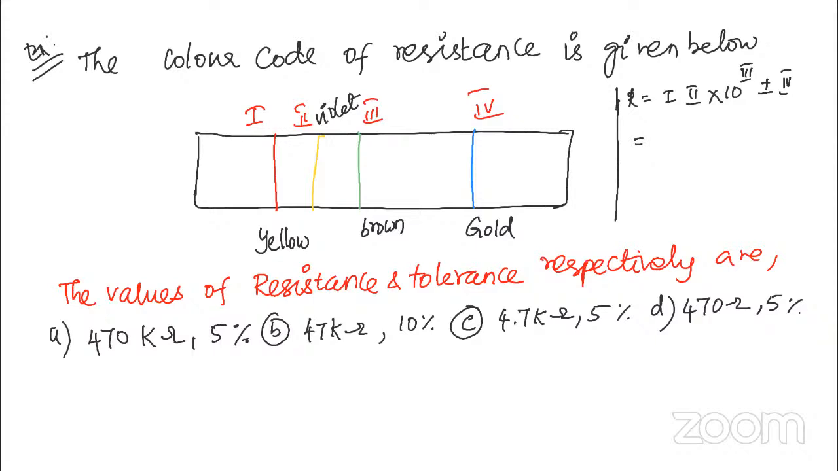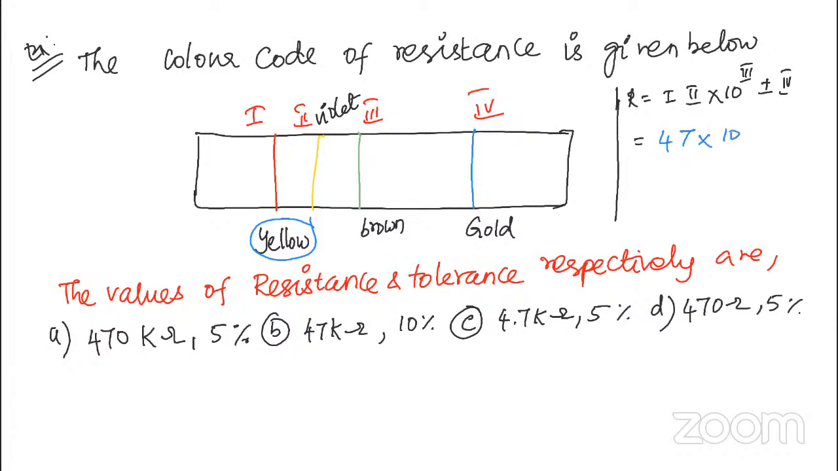Okay, so first color they are given yellow. என்ன color கொடுத்திருக்காங்க? It is yellow. So what is the value of yellow? It is 4. Very good. Then what is the value of violet? Second color க்கு violet க்கு என்ன values? It is 7 into 10 power.